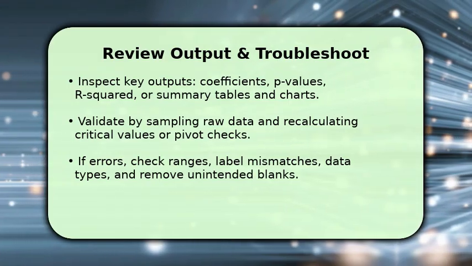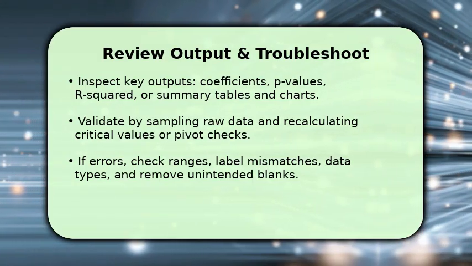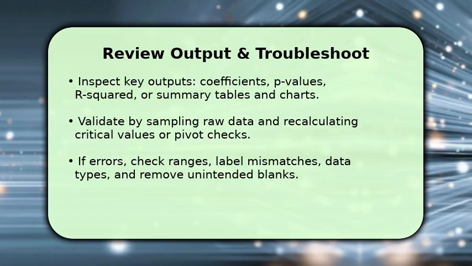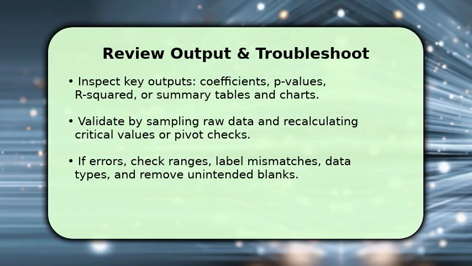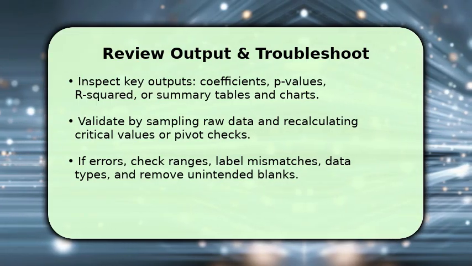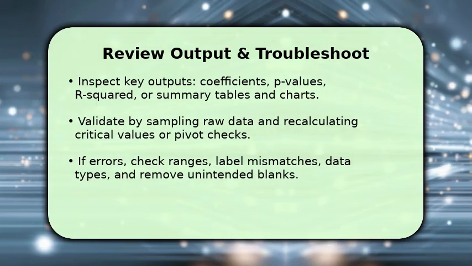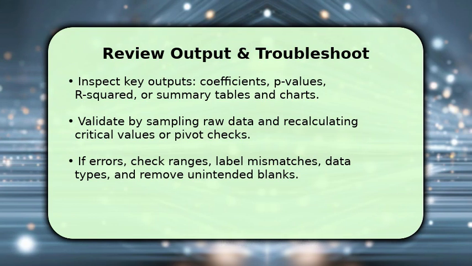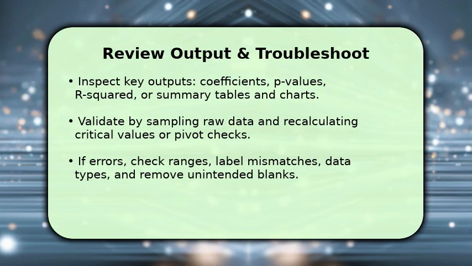If the output looks off, pause and inspect ranges, label toggles, and data types. Mismatched labels or stray blank rows are common causes of wrong outputs. As a troubleshooting tip, recreate the table and rerun with a small test subset. That usually isolates the problem quickly.